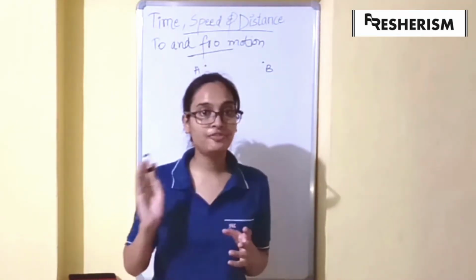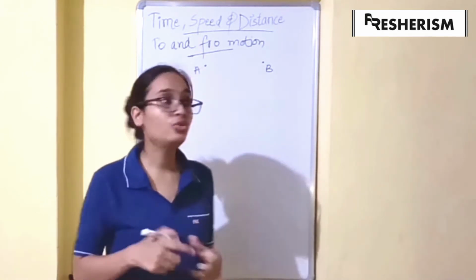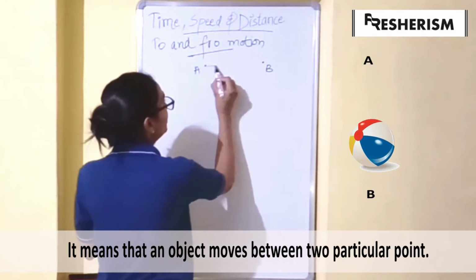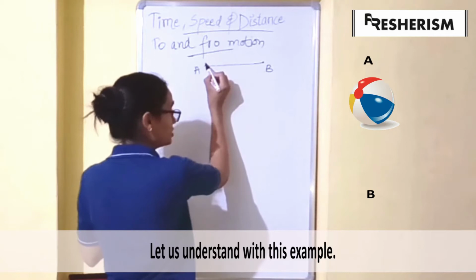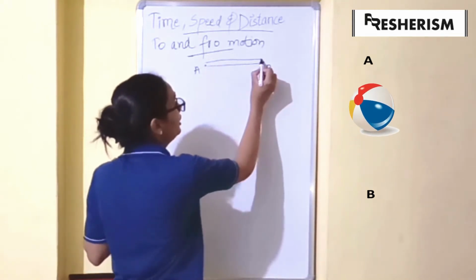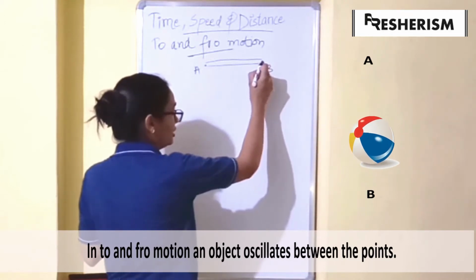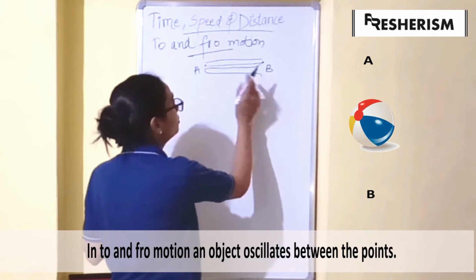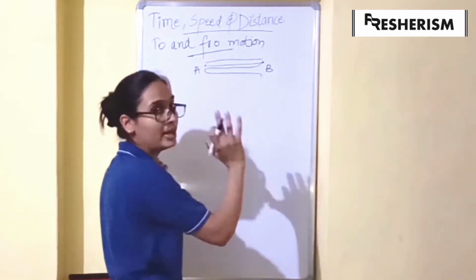Next is to and fro motion. So what is to and fro motion? To and fro motion means when an object moves between two particular points. That is, when an object starts moving from this point and reaches this point, it will not go further in this direction. It will just turn around and come back to A and again to B. So this will just oscillate between these 2 points and will not go anywhere else.